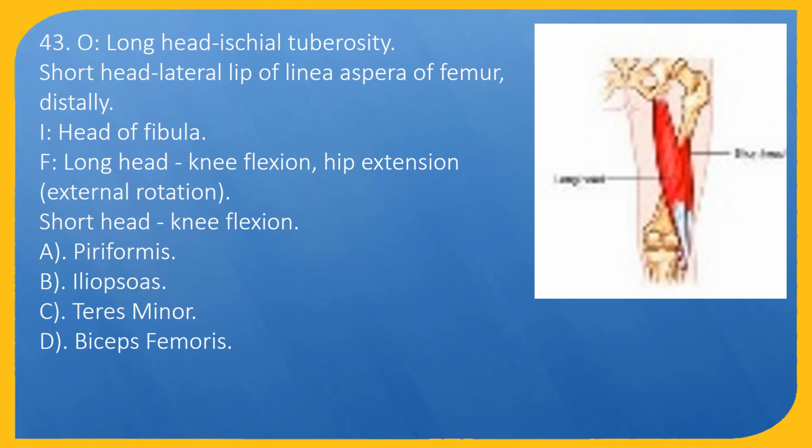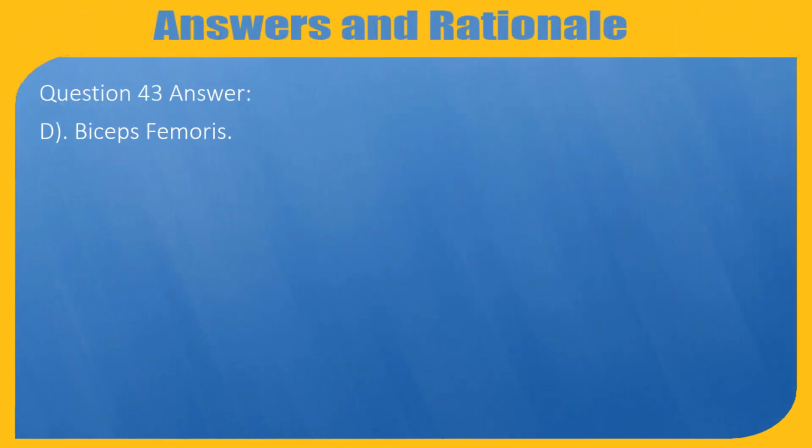Question 43. Origin: long head, ischial tuberosity; short head, lateral lip of linea aspera of femur, distally. Insertion: head of fibula. Function: long head, knee flexion, hip extension, external rotation; short head, knee flexion. A. Piriformis. B. Iliopsoas. C. Teres minor. D. Biceps femoris. Question 43, answer D. Biceps femoris.